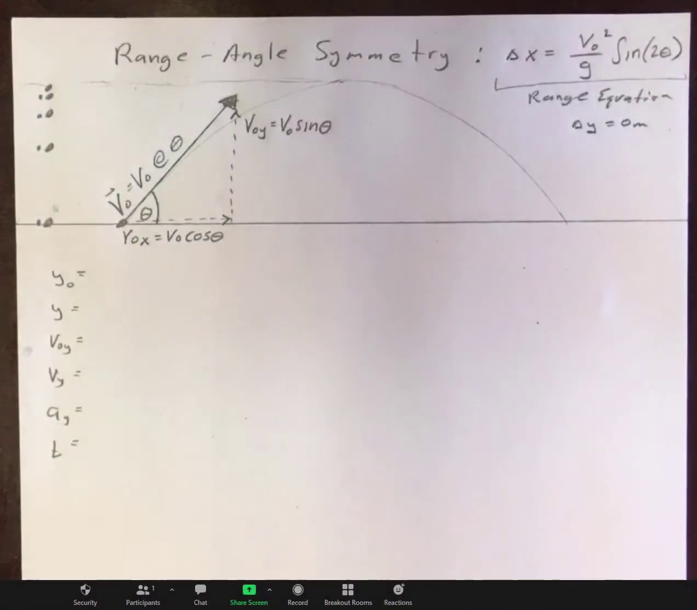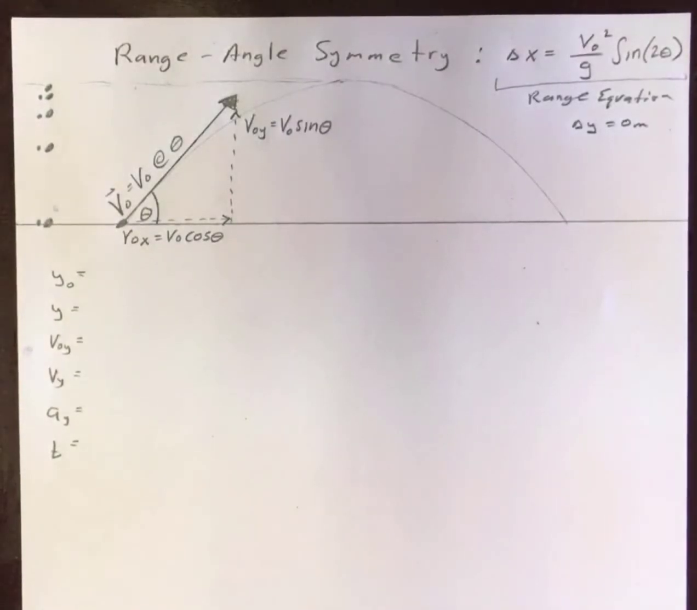I wanted to take a few minutes and show you where the range equation comes from. The textbook says that if the launch height and the landing position are the same, so delta y is equal to 0, and you always launch at the same speed, then you can figure out what the range is going to be. Here I've written it as delta x as a function of the launch angle.